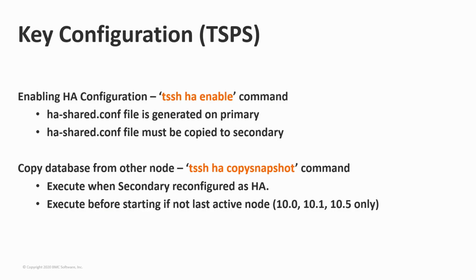Older versions of TSPS required the execution of command TSSH HA copy snapshot before starting the TSPS if it was not the last active node, to copy the database from the other server. With TSPS version 10.7 and higher, it is no longer necessary to run that command, as the TSPS startup runs it automatically under the covers. As already mentioned, if configuring HA post-install, then the TSSH HA copy snapshot must be run on the secondary before starting it once it has been configured in HA.